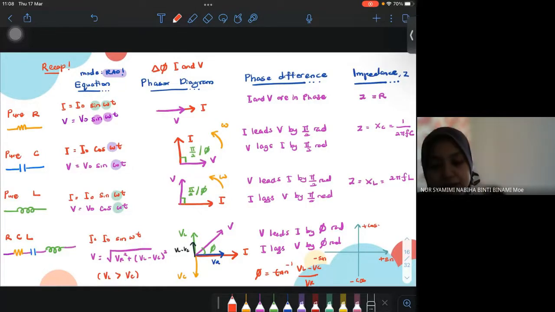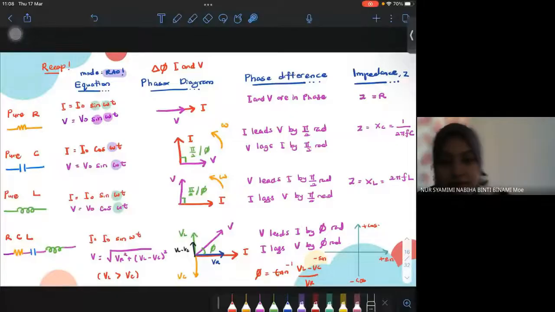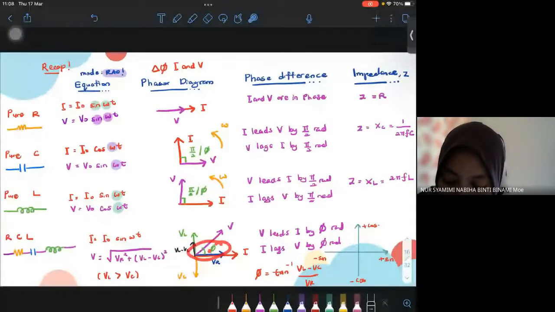Sebenarnya tak perlu hafal pun this equation. Semuanya ada dekat Phasor Diagram. Sebab kita nak cari phi dekat sini, so kita guna tangent. So kalau tangent dekat sini, tan phi is opposite over adjacent, which is opposite kita ialah VL minus VC over adjacent. Adjacent ialah VR.